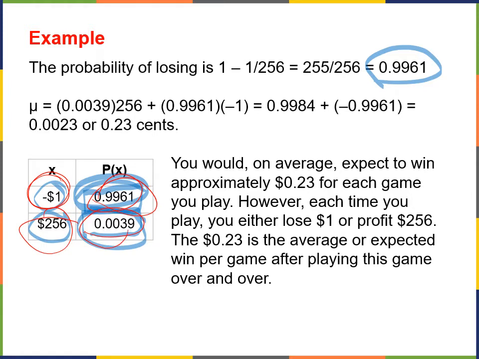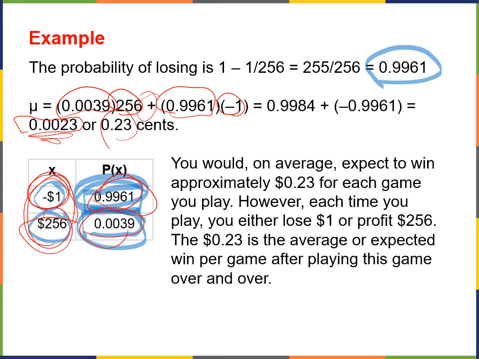So 0.0039 times 256, plus 0.9961 times -1, then add those together. What we end up with is 0.0023. Or if you really want to look at this, we could say it's 23 cents. That's in terms of dollars. Remember, this is in dollars. So if you think about it in dollars, it's the same thing as 23 cents.